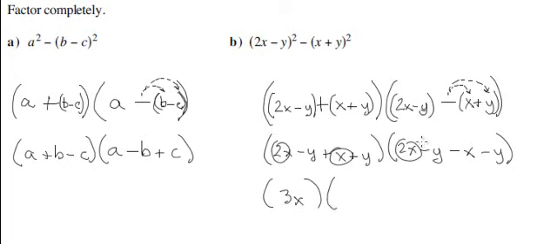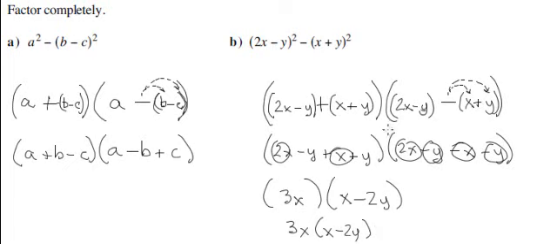In the second set of brackets, we have 2x minus an x, and we have minus y and then minus another y. So there it is, completely factored. If you wanted to dump these brackets around the 3x, you could do that as well and simply say 3x, x minus 2y. That reads a little bit nicer and means the same thing.